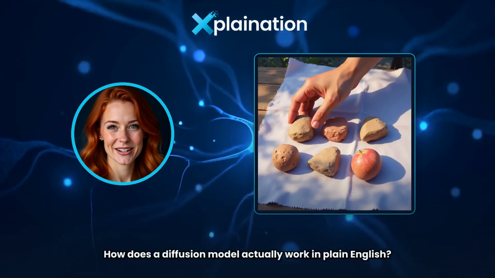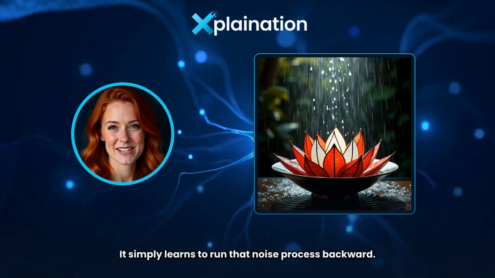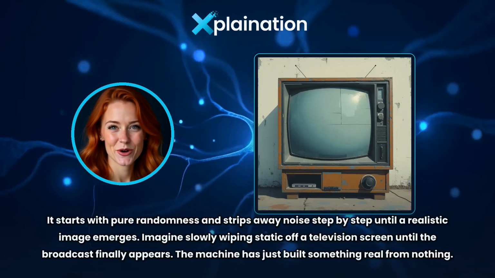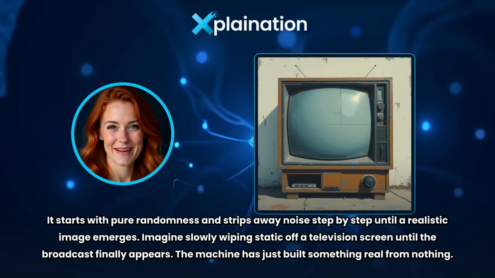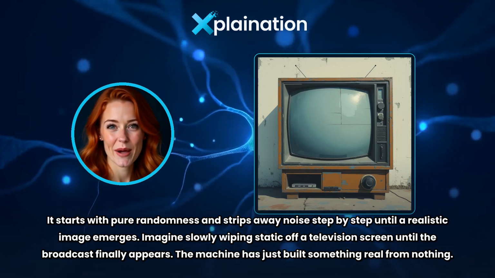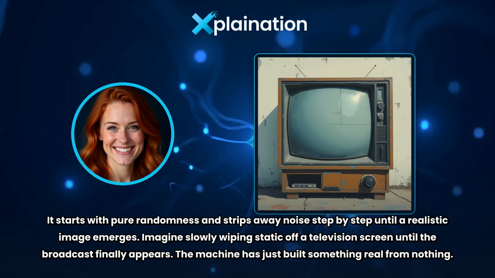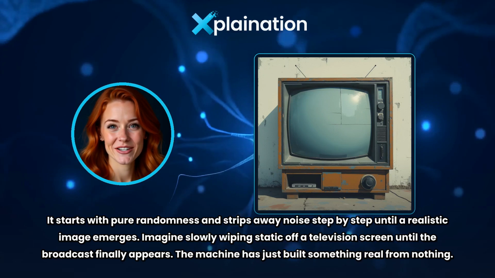How does a diffusion model actually work in plain English? It simply learns to run that noise process backward. It starts with pure randomness and strips away noise step by step until a realistic image emerges. Imagine slowly wiping static off a television screen until the broadcast finally appears. The machine has just built something real from nothing.